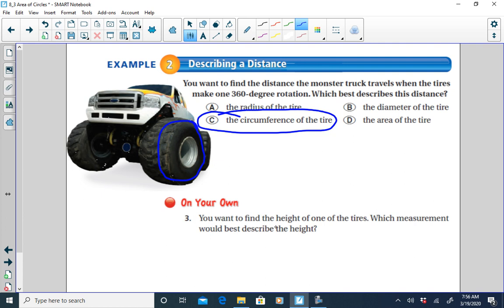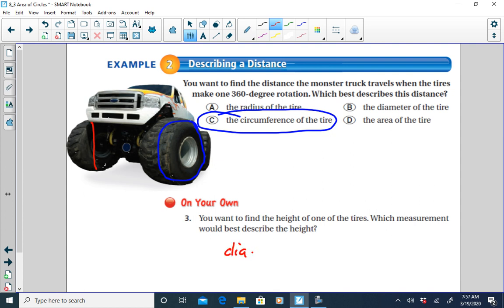You want to find the height of one of the tires. Which measurement would best describe the height of the tire? Well, the height of the tire would be this distance here. You see my red line in the diagram. And what measurement of the circle would that be? That would be diameter.